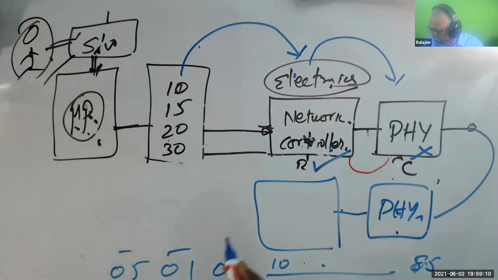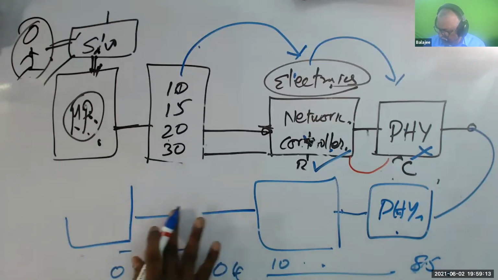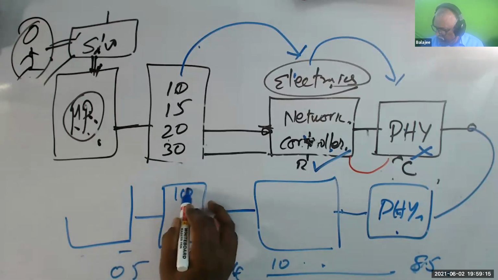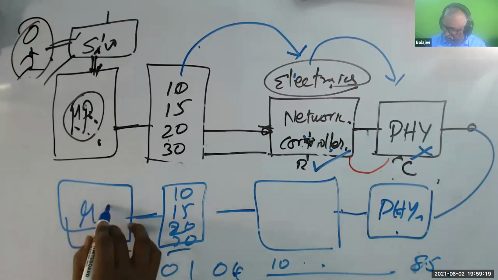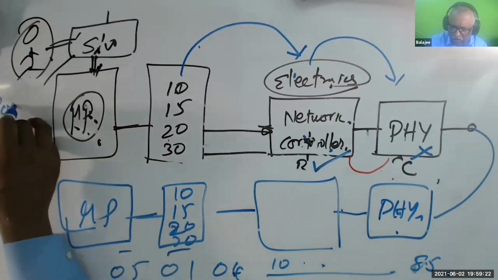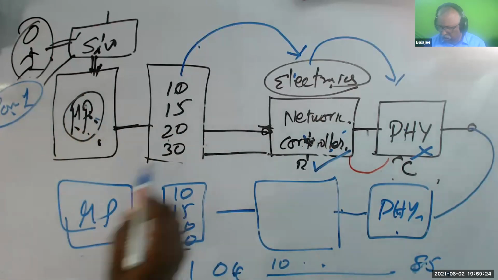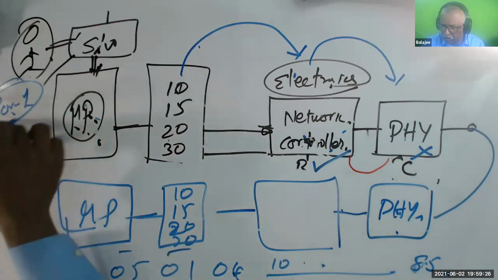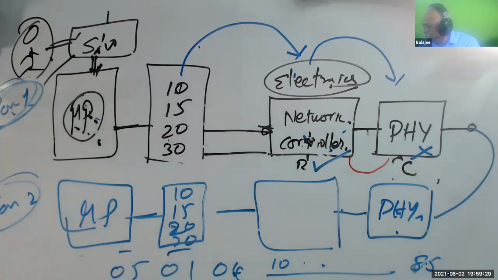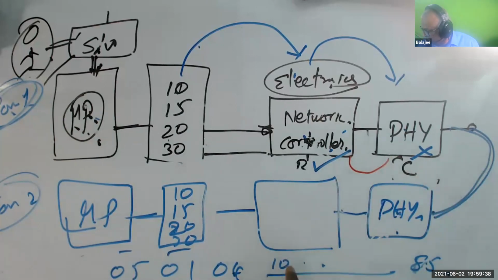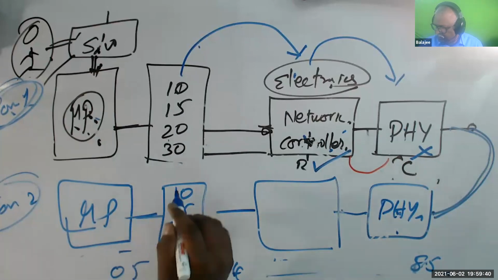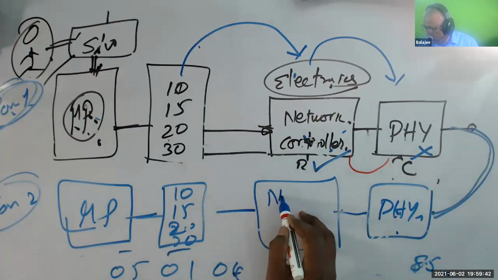And then what happened? This guy gives it to the memory, 10, 15, 20, 30, gives it to the microprocessor. That is, computer 1 sends the data, computer 2 receives the data. What are all the things that happened? When I'm sending it on the wire, because of the preamble, if the clocks are not synchronized, this guy will not receive the data. If he is not receiving, he will not give it to this guy, the network controller.